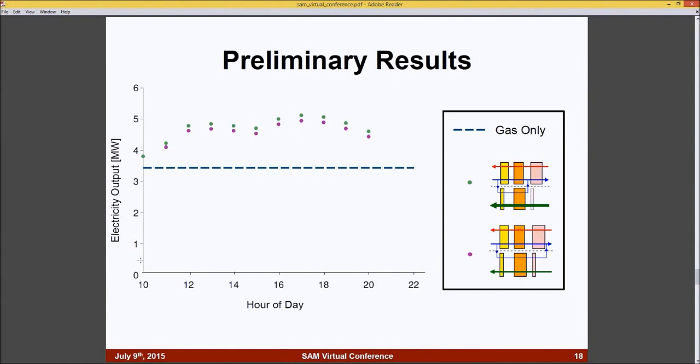Going forward, we've been using the empirical model simply because it's the more conservative metric of the two. It's got lower mass flow rates, and so just to be conservative, we've chosen that model.